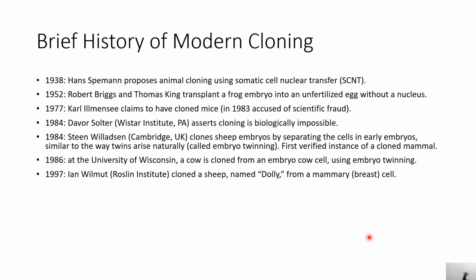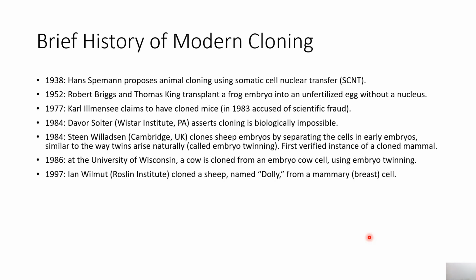So this is a brief history of modern cloning. In 1938, Hans proposes animal cloning using somatic cell nuclear transfer. In 1952, Robert Briggs and Thomas King transplanted a frog embryo into an unfertilized egg without a nucleus. Then Carl claims to have cloned mice.